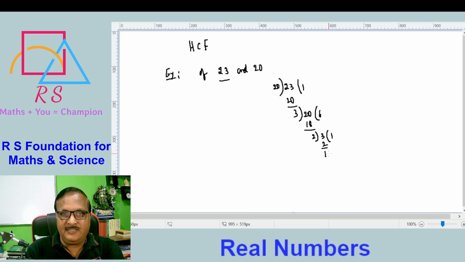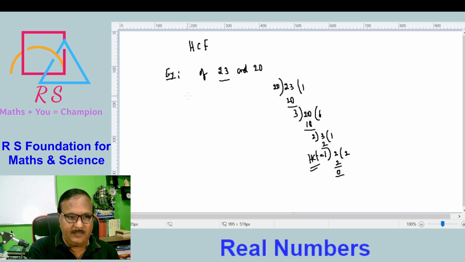How long is this continuous division? You have to do it till you get remainder 0. So now this 2 also will become dividend, and the remainder will be divisor. 2 ones are 2, so remainder 0. The last divisor is the HCF. This is our normal method.